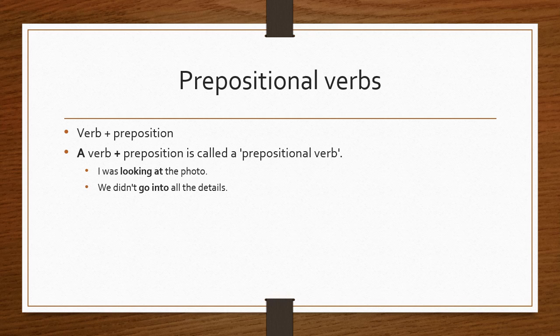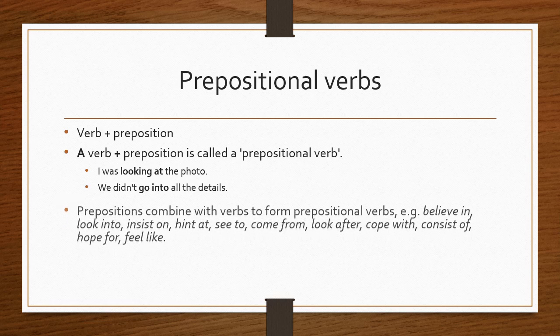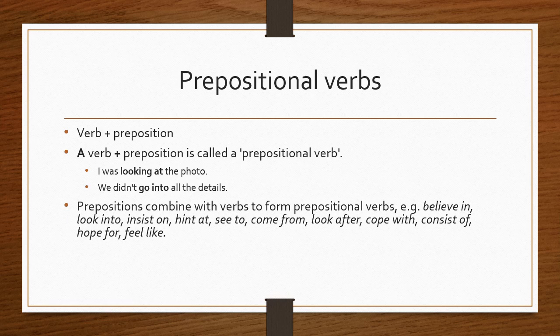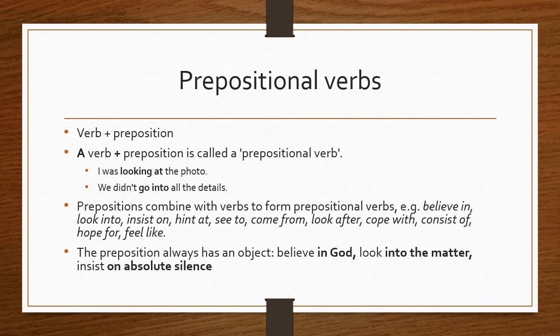So a verb plus preposition is called a prepositional verb. I was looking at the photo. Looking is the verb, at is the preposition. Looking at is a prepositional verb. We didn't go into all the details. Go is the verb, into is the preposition. Go into is a prepositional verb. Prepositions combine with verbs to form prepositional verbs like believe in, look into, insist on, hint at, see to, come from, look after, cope with, consist of, hope for, feel like, and many more. The preposition always has an object. Believe in God, look into the matter, insist on absolute silence. So there is always an object which comes after the prepositional verb.